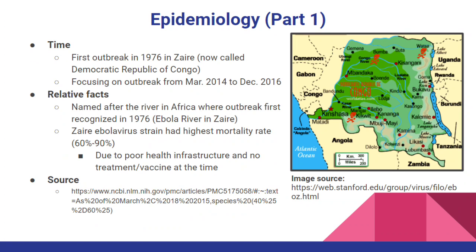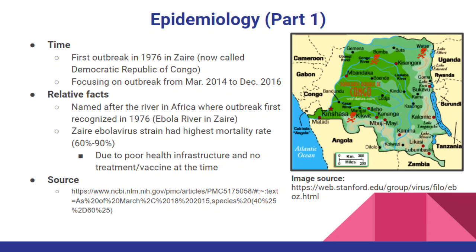Now for the epidemiology of Ebola. Ebola was first spotted in 1976 in the Republic of Zaire, now called the Democratic Republic of Congo. This eventually turned into an outbreak in the surrounding region, as you can see in the image on the right. Now, there were additional outbreaks later, such as the most recent outbreak from March 2014 to December 2016. And this is the time period that my presentation will be focusing on.